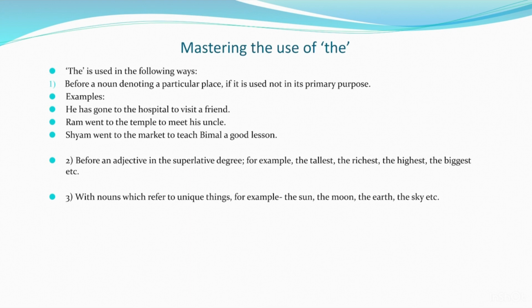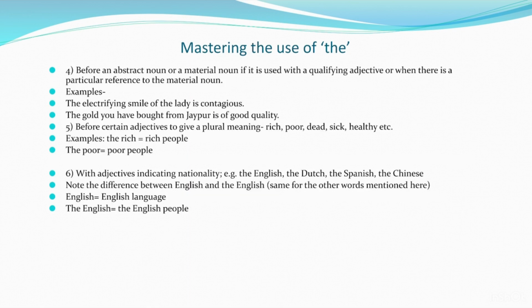Next rule, before an adjective in the superlative degree. For example, the tallest, the richest, the highest, the biggest, the most, like this. Next, with nouns which refer to unique things. For example, the sun, the moon, the earth, the sky, etc. Next, before an abstract noun or a material noun, if it is used with a qualifying adjective or when there is a particular reference to the material noun.